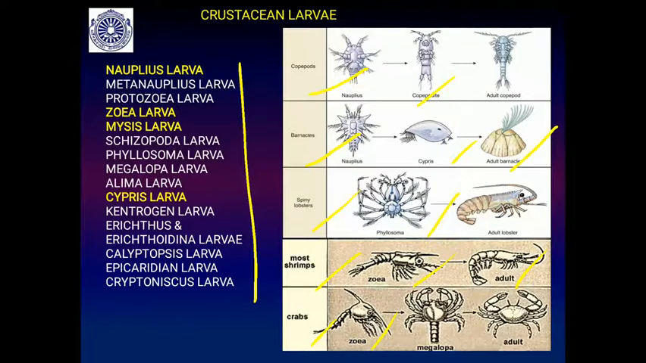You need not worry, you need not study all of these. In your syllabus there are only Nauplius, Zoea, Mysis larva and Cypris larva. Only 4 larval stages you are going to study. The importance of this larval study we will discuss at the end.